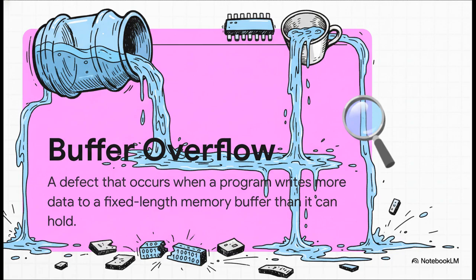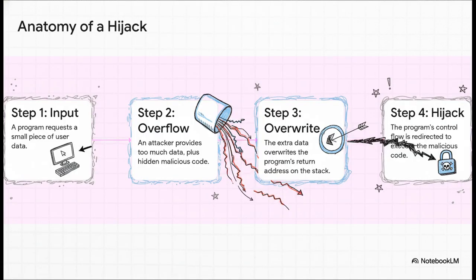A buffer overflow is exactly what it sounds like. It's what happens when a program tries to stuff way too much data into that box. The best analogy is right there. It's like pouring a whole gallon of water into a tiny coffee cup. The water doesn't just stop at the rim, right? It spills everywhere. Let me walk you through how this hijack actually goes down.